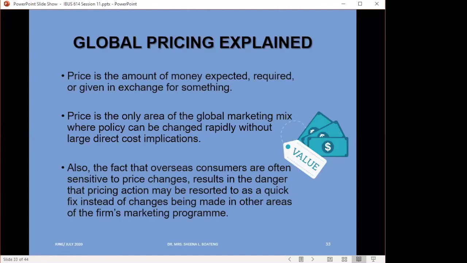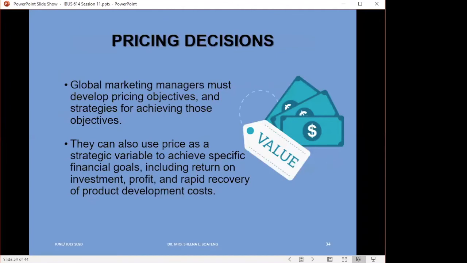So in as much as the benefit of the pricing element is its ability to change quickly and very often, it is very difficult for global marketers to restrain themselves from using it as a quick fix for global marketing issues, rather than confronting the other elements of the marketing mix that are contributing to the problem at the core. So in pricing decisions, we expect global marketers to develop pricing objectives and strategies that will help them achieve their global marketing objectives.